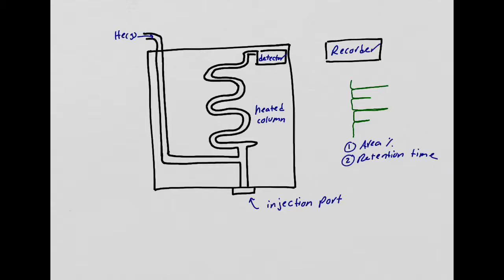So, okay, you're going to inject your sample. It's going to go through over here, get to the detector. Then you are going to have a graph. And you're going to get these peaks. And these peaks have 2 pieces of information: area percentage and retention time. Okay.